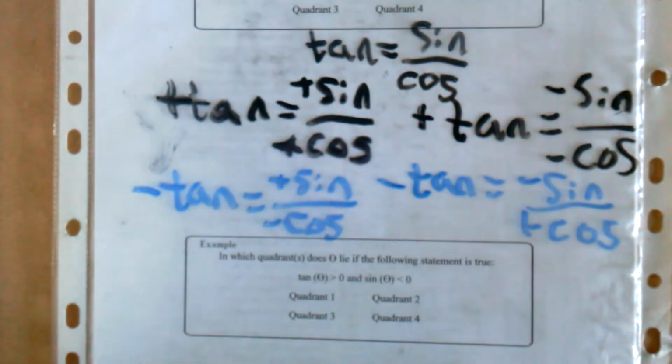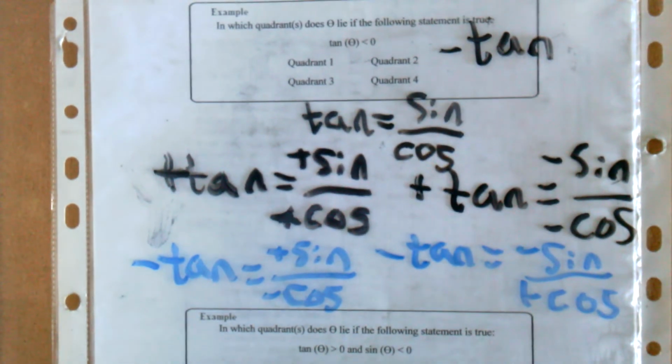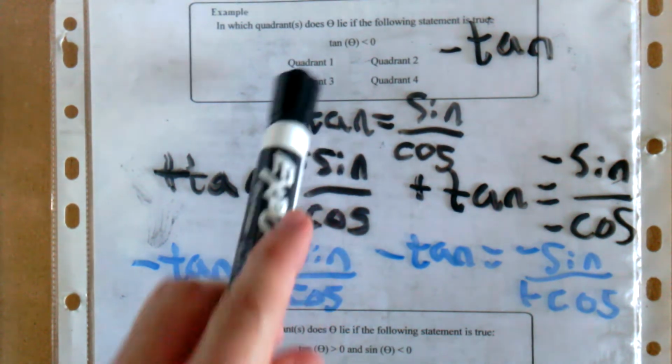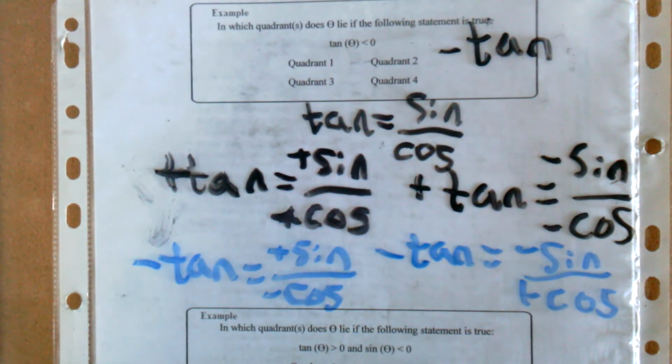Because similarly, when you divide a negative number by a positive number, you get a negative number. Okay, so let's go back to our problem. It's asking us, in which quadrant does some angle lie that makes tangent negative? So we know that tangent can be negative in two cases.